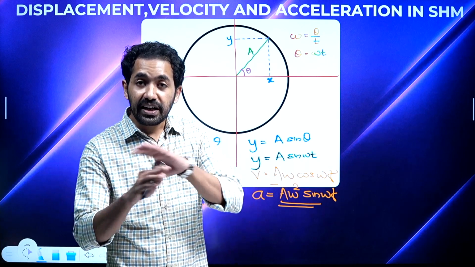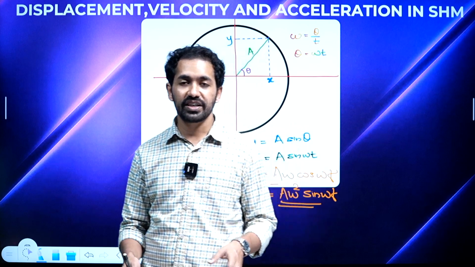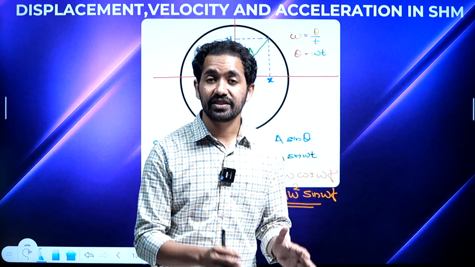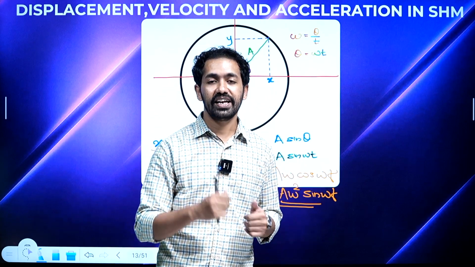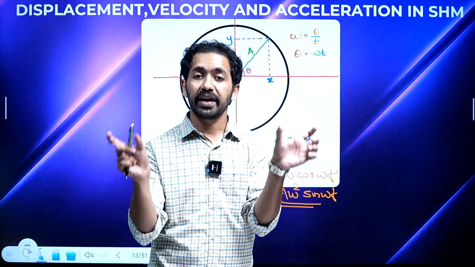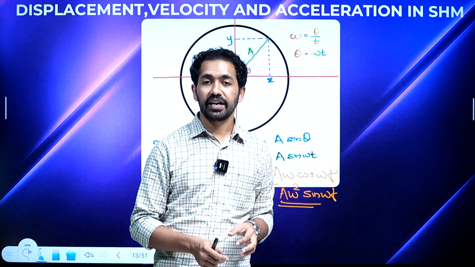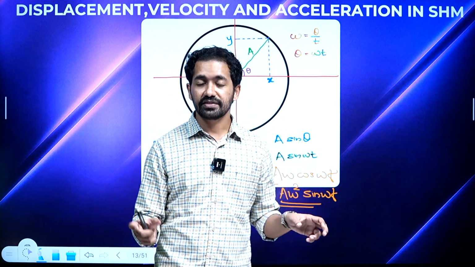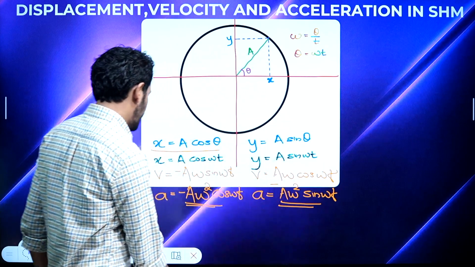See, what is the phase difference between a sine function and cosine function? Basic mathematics. The phase difference between a sine function and cosine function is nothing but 90 degree or pi by 2 radian. Likewise, what is the phase difference between plus sine and minus sine? Pi radian. Plus cos and minus cos, pi radian. So between sine function and cosine function it is 90 degree. Plus sine minus sine 180 degree. Plus cos minus cos is also 180 degree.